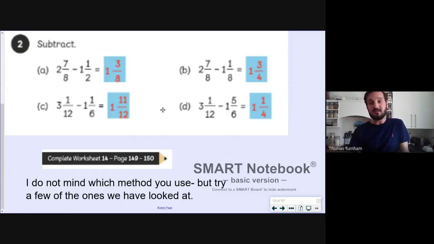It would be really smart to try some different methods. Don't just stick to one of them. So don't just, for instance, convert everything to improper fractions. If you've mastered that, have a go at doing some other methods. See which ones you think work best for the calculation. So pause the video now, complete worksheet 14, come back and check your answers.